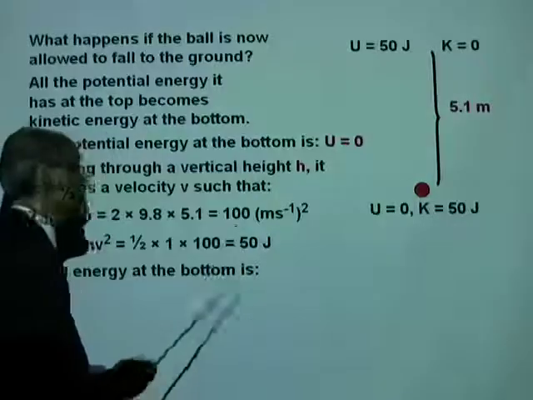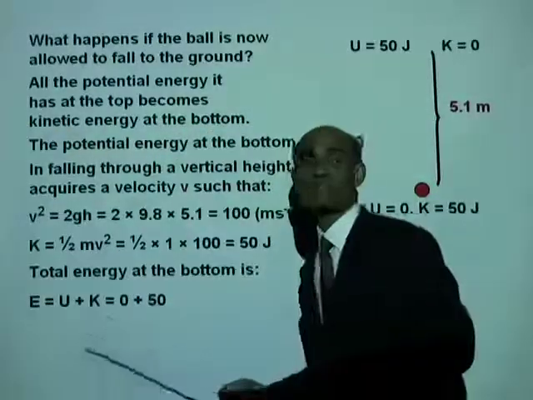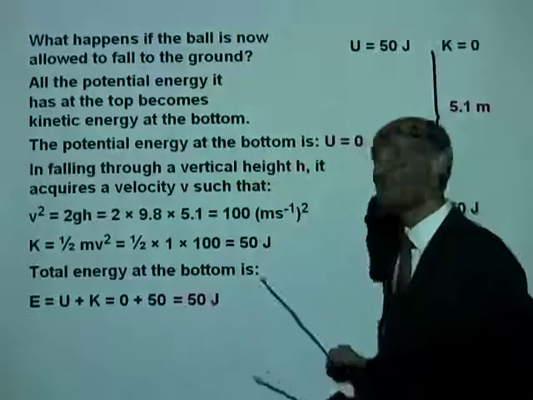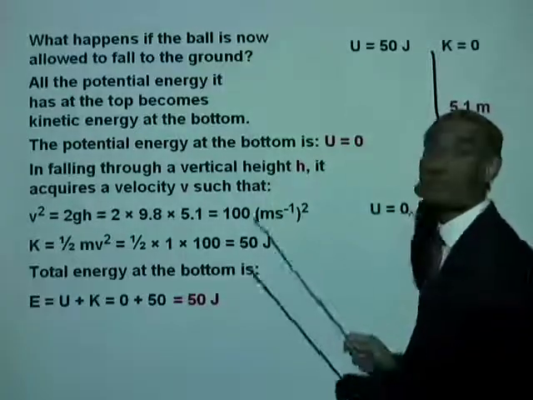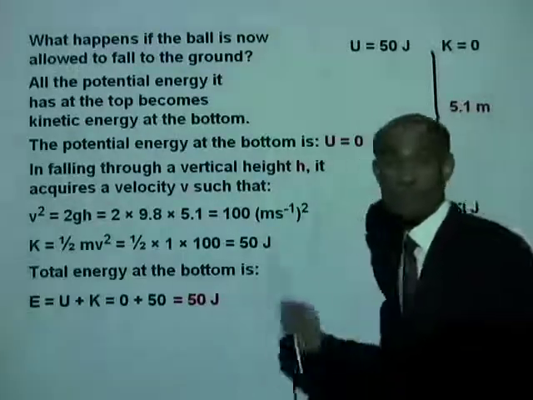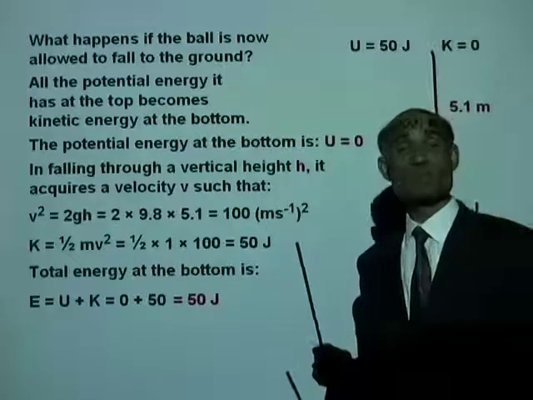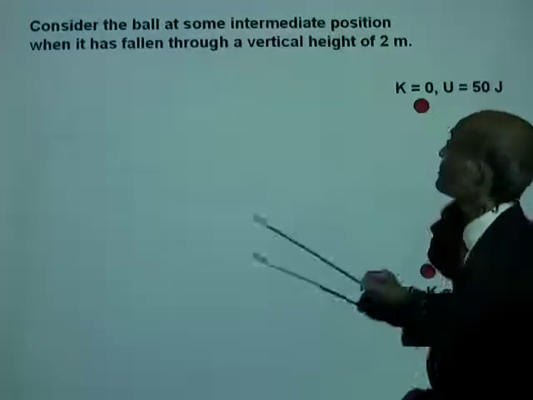The total energy at the bottom is potential energy plus kinetic energy, and that is 50 joules. The total energy at the top is 50 joules. The total energy at the bottom is 50 joules. Now consider an intermediate position.